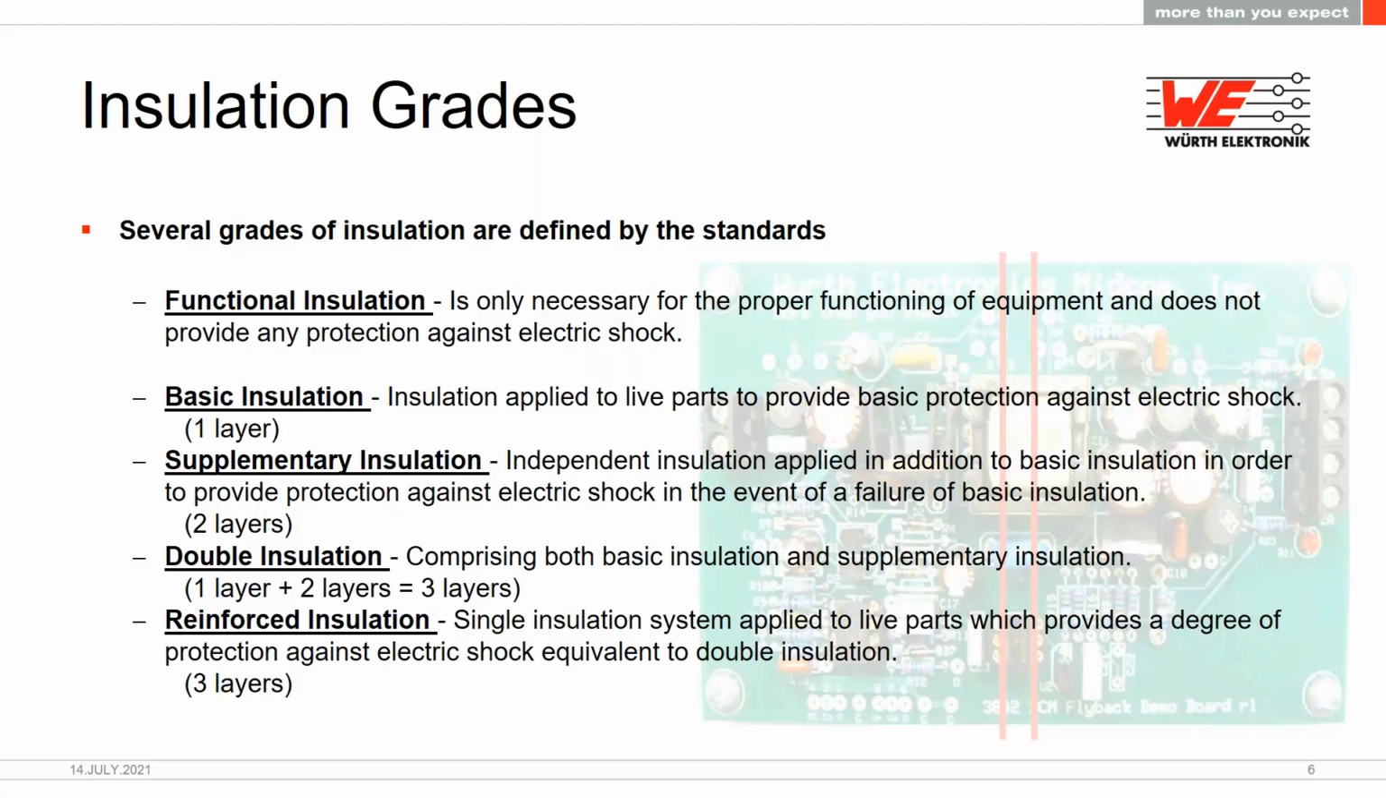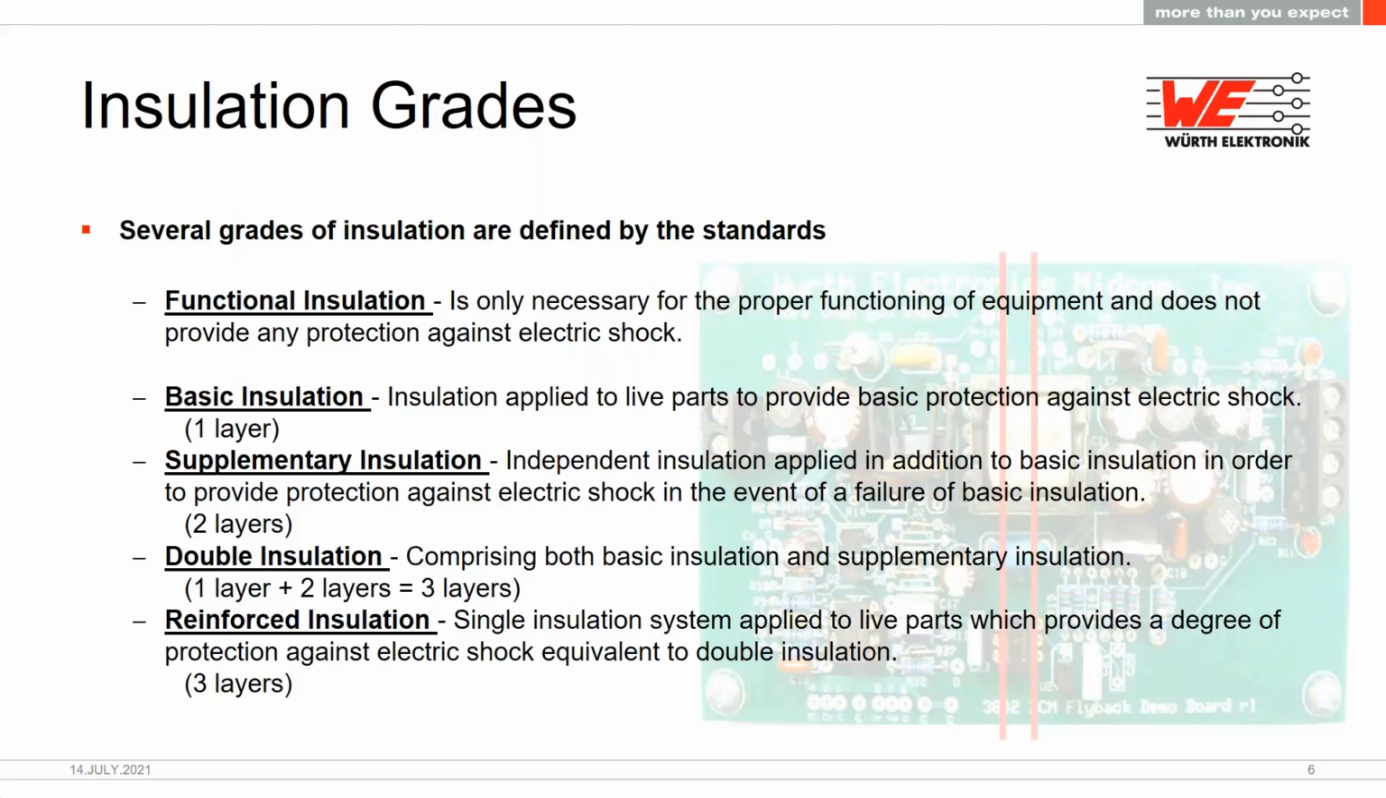When we talk about insulation grades, there's several different grades of insulation to keep in mind. The first shown here on the screen is called functional insulation. Just like it sounds, functional insulation is only intended to offer insulation necessary for the proper functioning of the equipment. It's not intended to protect the end user from electric shock. The safety standards oftentimes don't require a certain distance to be maintained between the primary and secondary sides of the transformer. Usually the only requirement is maybe a low voltage dielectric test, just to make sure that maybe the primary and secondary are not shorted to one another.